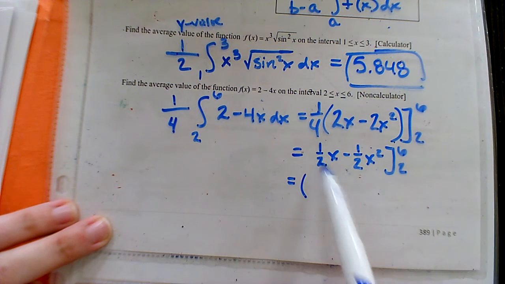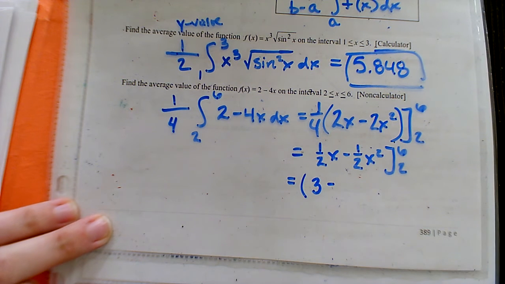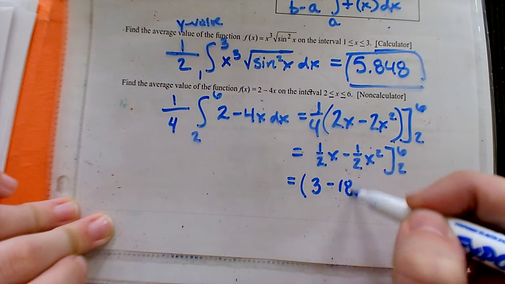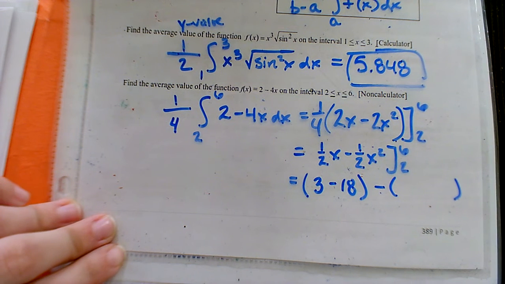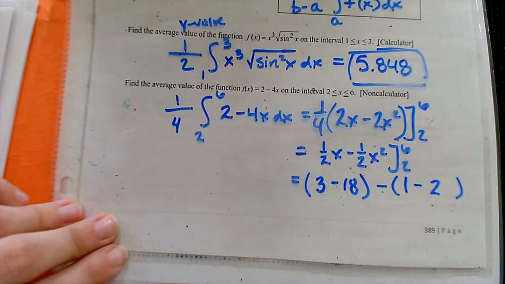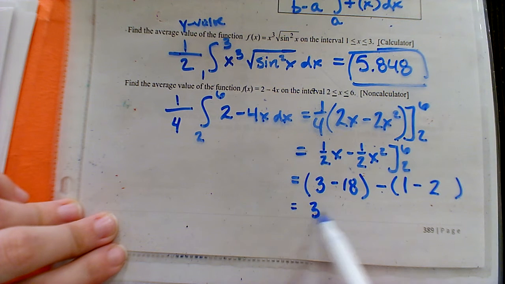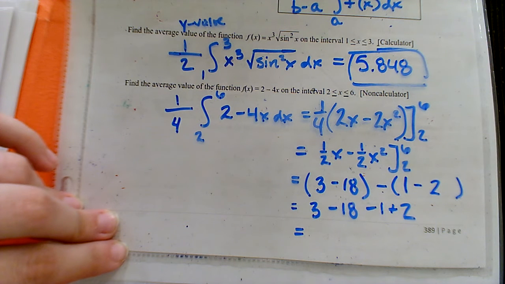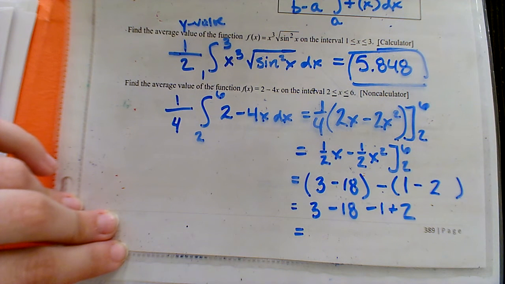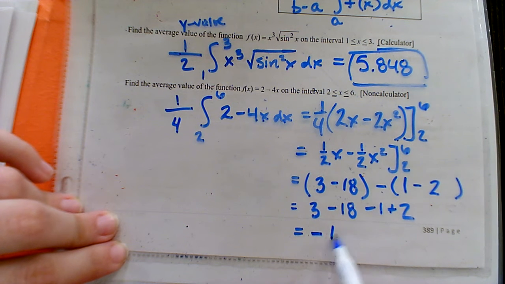Let's plug in 6 first. So a half of 6 is 3. And then we gotta subtract 6 squared is 36 divided by 2. We got 18 minus what we get when we plug in the bottom bound. So half of 2 would be 1. And then minus half of 2 squared. So let's see, 3 minus 18 minus 1 plus 2 when we distribute that minus sign. Negative 14.